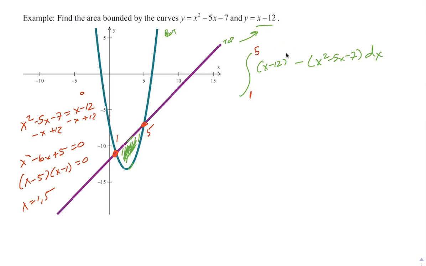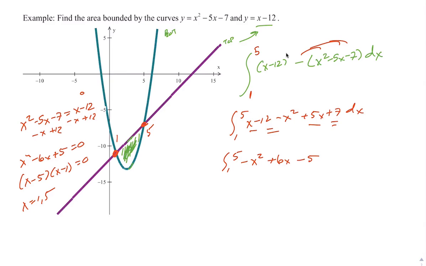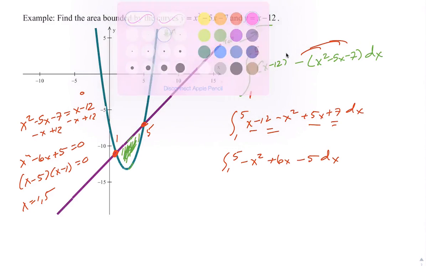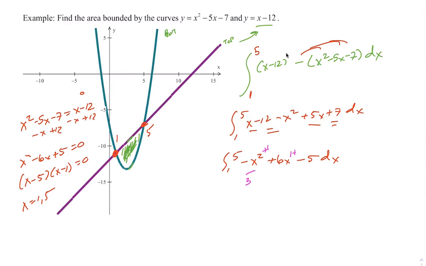If I'm going to do this by hand, we simplify this, distribute first. So we're going to integrate from 1 to 5 of x minus 12 minus x squared plus 5x plus 7. And then we get, from 1 to 5, of negative x squared plus 6x minus 5 dx. Integrate, add 1 to the power, divide by our new power. So we're going to get negative x cubed over 3 plus 3x squared minus 5x from 1 to 5. And again, same thing. Plug 5 into all of these minus plugging 1 into all of these.